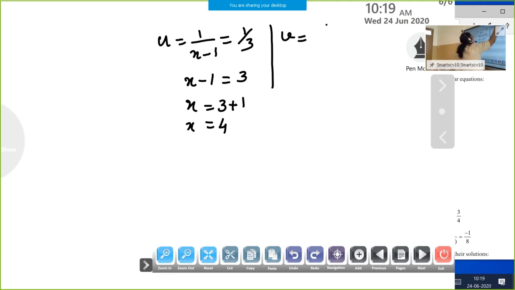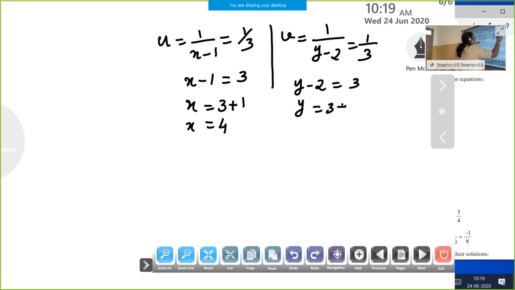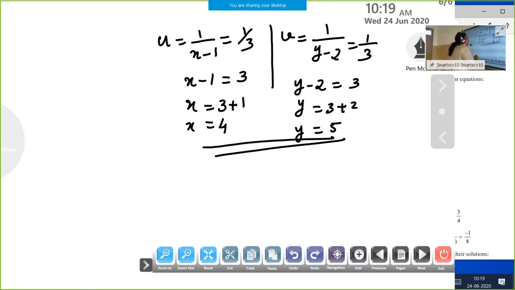Then for the substitution, what is v? v is equal to 1 by y minus 2, that is equal to 1 by 3. Taking reciprocal, y minus 2 is equal to 3. y is equal to 3 plus 2, that is equal to 5. That means x is equal to 4 and y is equal to 5. This is the solution.